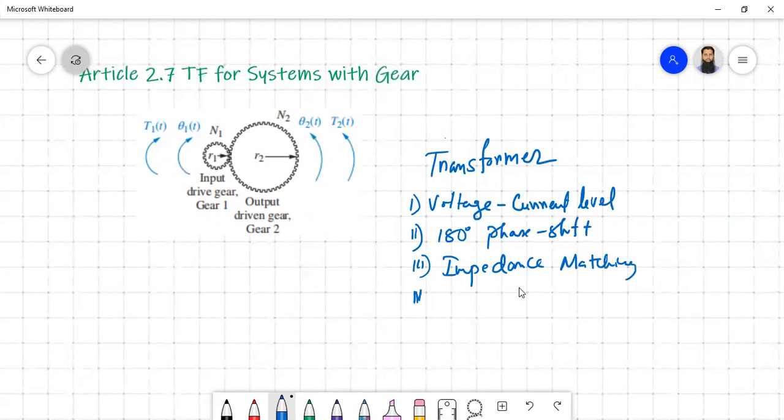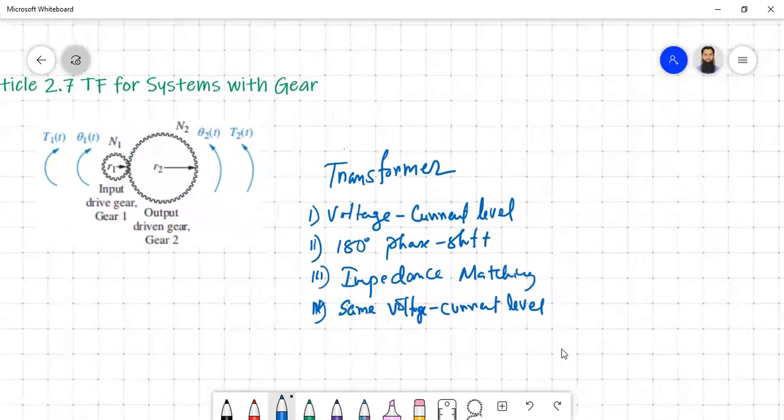Then also, if you have a system with a transformer, what do you have to do? You have to bring them to the same level, okay? The same voltage and current level before actually calculating or doing some analysis. Okay, so a similar thing actually applies for your mechanical gear system.